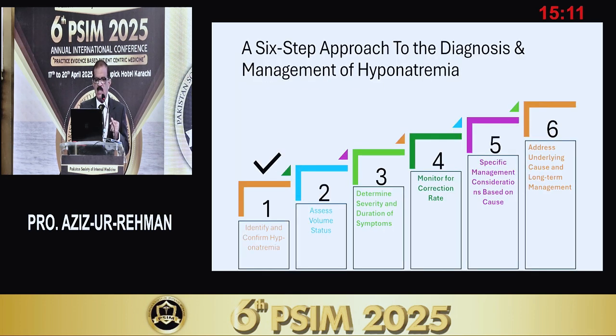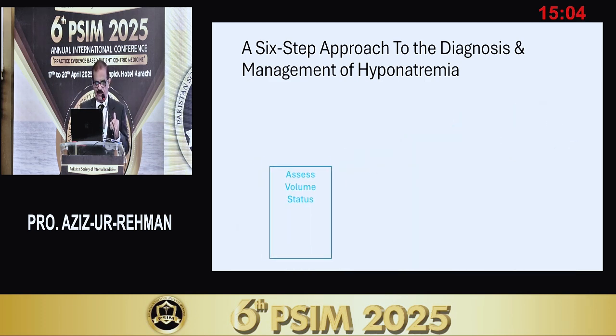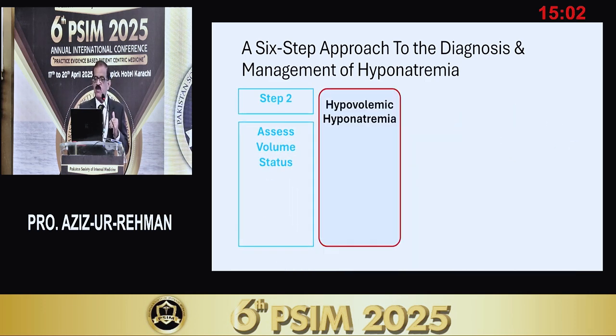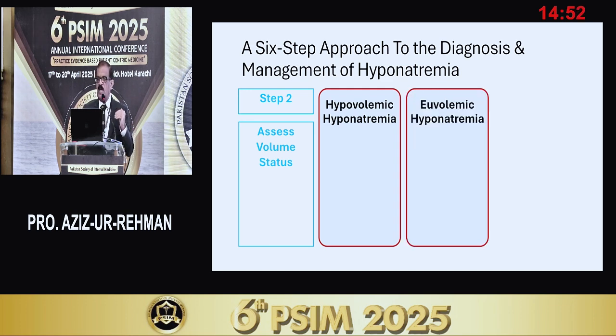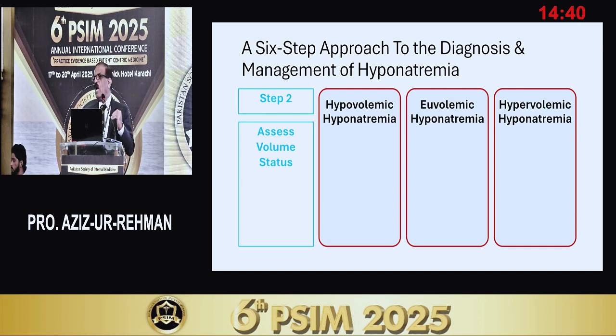So this was part one, and now we're going to talk about the second part, very important, assess volume status. In volume status, of course, you can have three situations: hypovolemic hyponatremia. This is likely to be the commonest situation, or you could have euvolemic hyponatremia. As I mentioned earlier, it is called euvolemic as far as clinical examination is concerned, but actually these patients may have a slightly volume overload state. And then hypervolemic hyponatremia, which means that clinically there is evidence of volume overload.